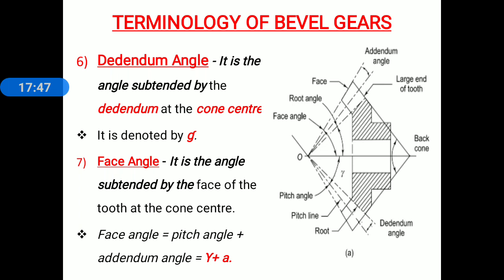Now, point number 7 in terminology, face angle. Observe the sketch. Face angle is the summation of pitch angle and addendum angle, gamma plus alpha. Again, see the definition: it is the angle subtended by the face of the tooth at the cone center. Face angle is the sum of pitch angle and addendum angle, gamma plus alpha.